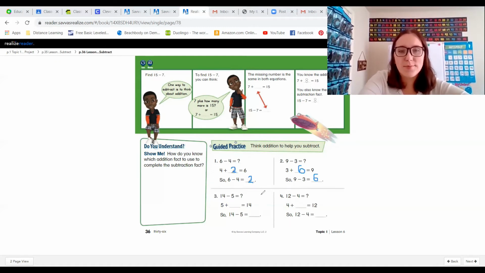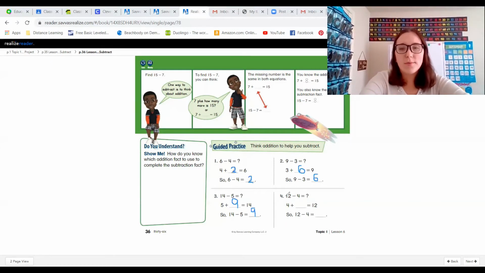Let's look at number 3. 14 minus 5 equals something. Well, we know 5 plus something equals 14. That's our related addition fact. 5 plus what equals 14? 9. So 14 minus 5 also equals 9.